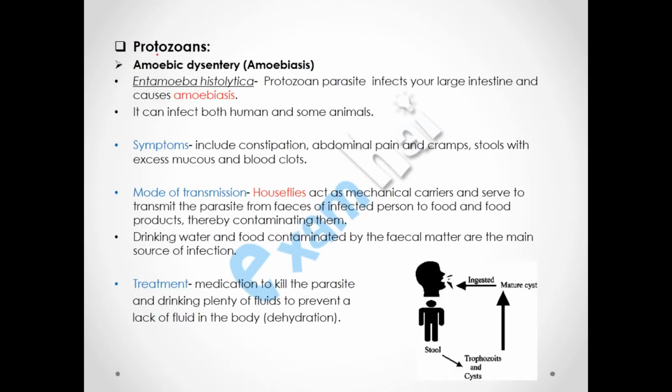The topic we are going to discuss in this video is common diseases in humans caused by protozoans and helminths. In protozoans, we are going to discuss amoebiasis or amoebic dysentery, which is a very common and widespread disease in India, because in India there is very poor sanitary condition and clean drinking water is not supplied to most of the population, due to which this disease is very common.